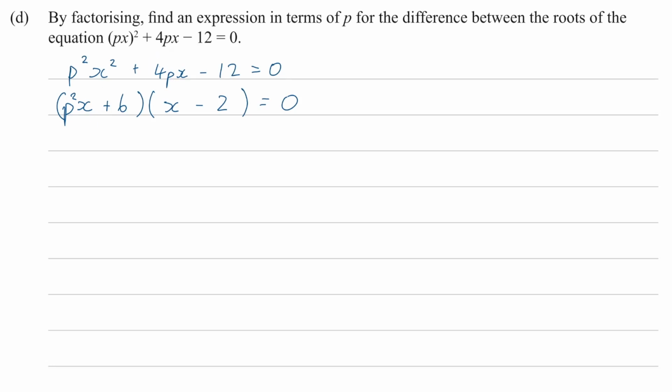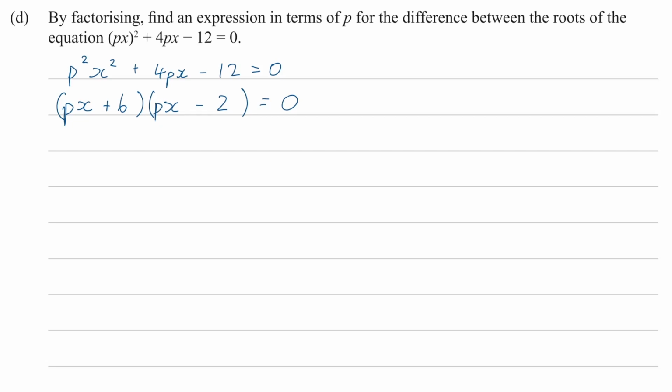So we get p squared x squared. That's looking good. We get p squared times minus 2, so minus 2p squared x. We get plus 6 times x, which is plus 6x, and then plus 6 times minus 2 is minus 12. So unfortunately, that is not 4px. We have a p squared in one term and no p in another term. So that tells me we actually want a p in both terms so that we could combine them, which means instead of p squared x, we'll do px in both.